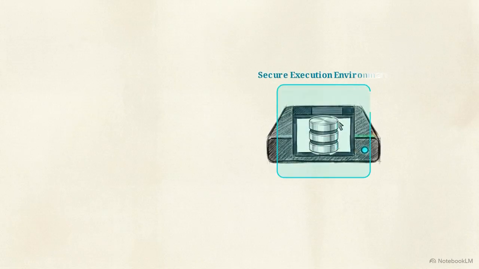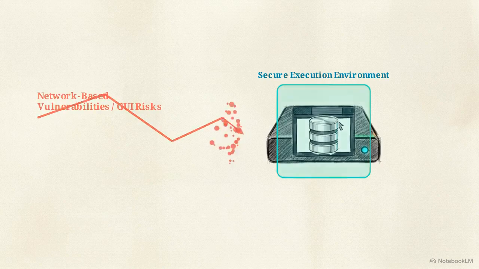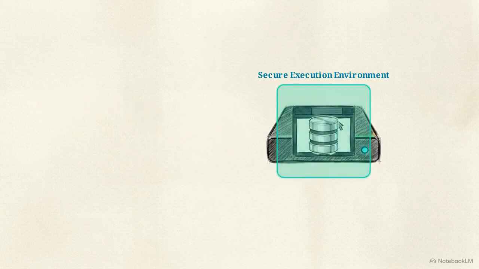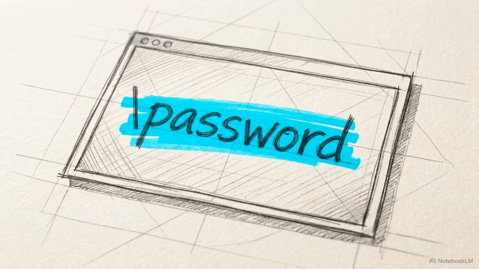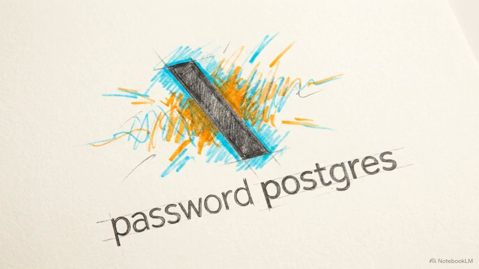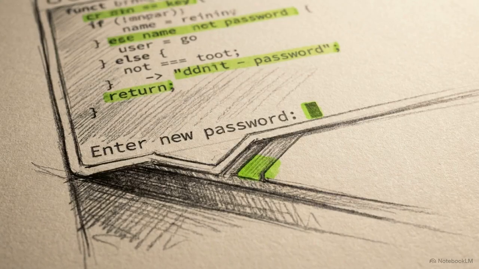Accessing the database natively through the system user bypasses network-based GUI vulnerabilities entirely, giving you an isolated, secure execution environment. Once inside, you will use the \password meta command. This tool is uniquely designed for secure credential updates. Notice the \ prefix. This distinguishes your input from standard SQL queries, preventing the system from routing it to the vulnerable error logs. Execute the command, and the terminal will prompt you to enter your new password.